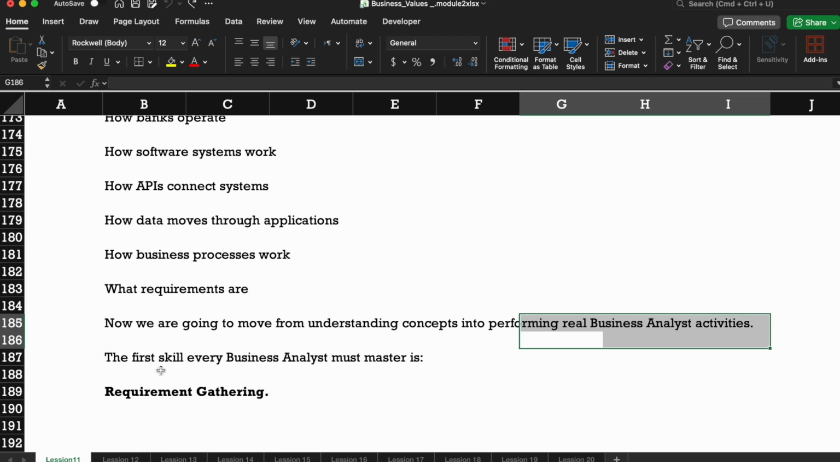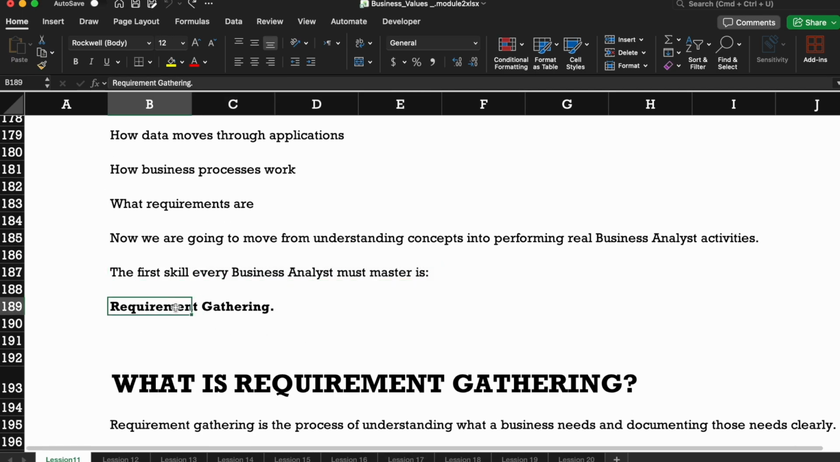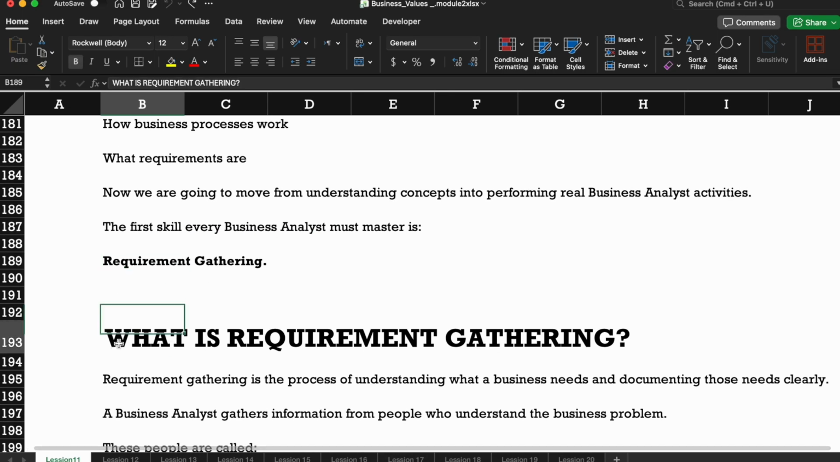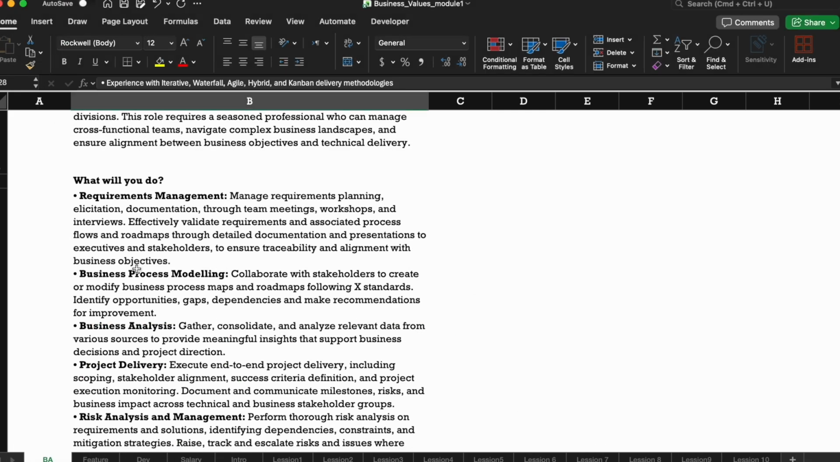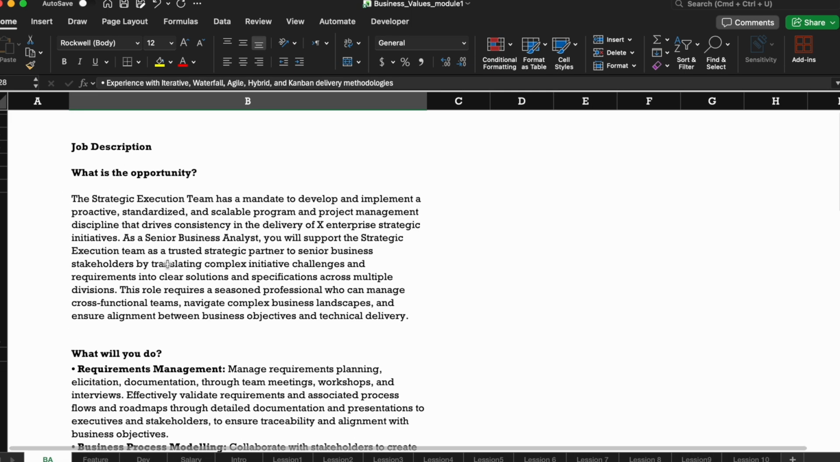The first skill every business analyst must master is requirement gathering. So what is requirement gathering? Before we understand it, let's take a look at why requirement gathering is the masterpiece of business analysis. Okay, let me go to the job posting. This is a sample job posting.